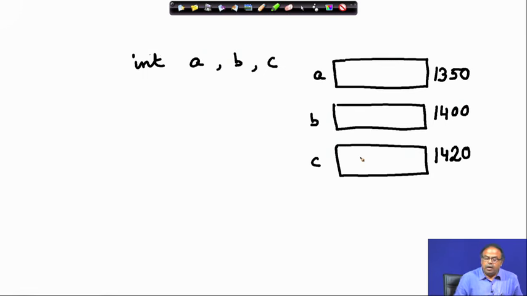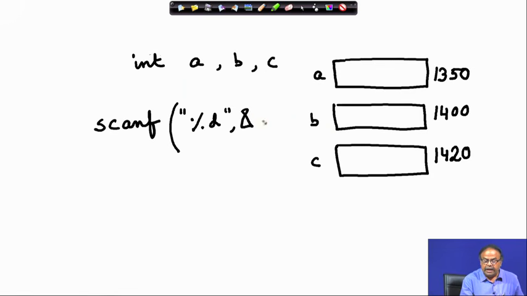All right. Now, when I try to read something, we know that I read through scanf. In scanf what I did is %d and a. That means I am trying to read a variable a, but I did not explain to you earlier why I put this ampersand.